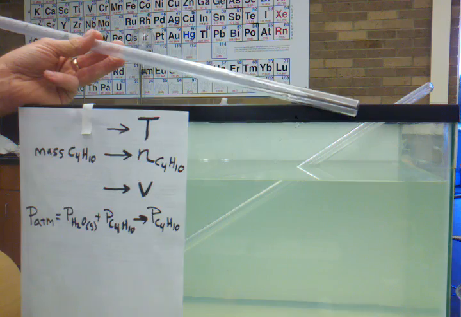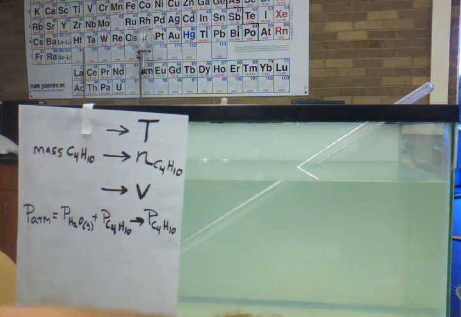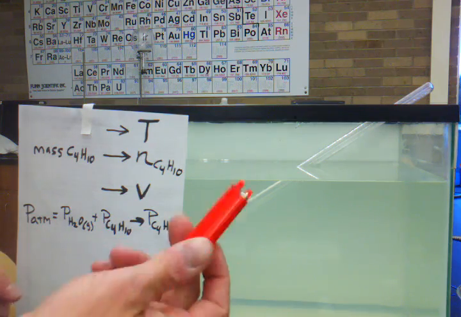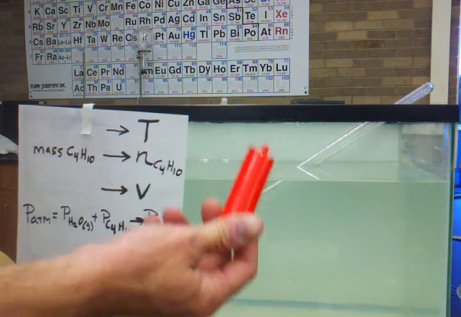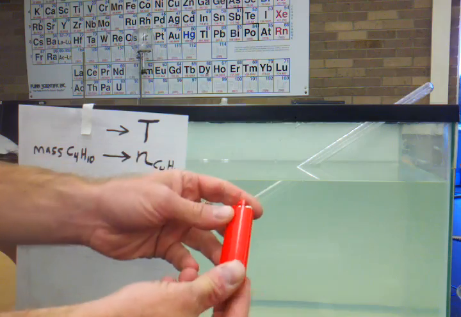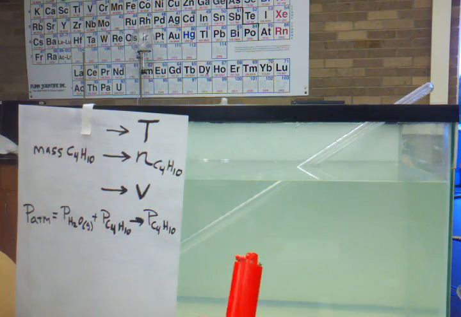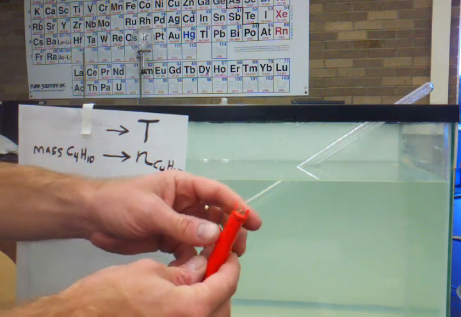So the way we're going to do this is we are going to make a sample of gas, and it all has to be the exact same sample. The sample we're going to take is from a butane lighter. Butane lighters have butane, which is C4H10, and we've taken off the stickers and such.